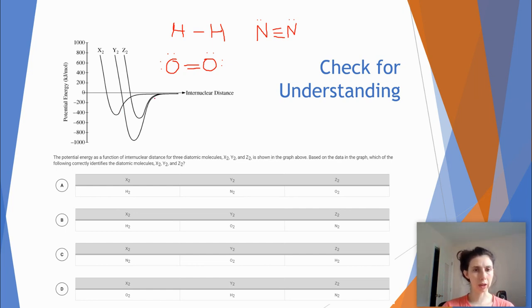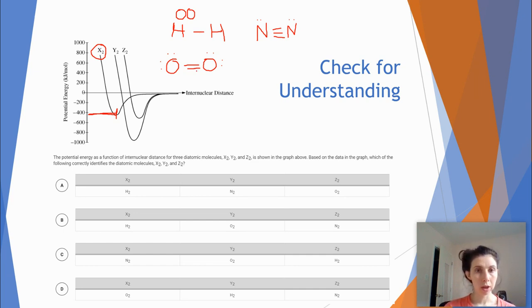We also need to think about what these atoms look like. So even though our hydrogen has the weakest bond, hydrogen only has 1 electron shell. So the radius of hydrogen is quite small. So X is going to represent hydrogen because it's got the weakest amount of energy and is the shortest because it only has 1 shell.